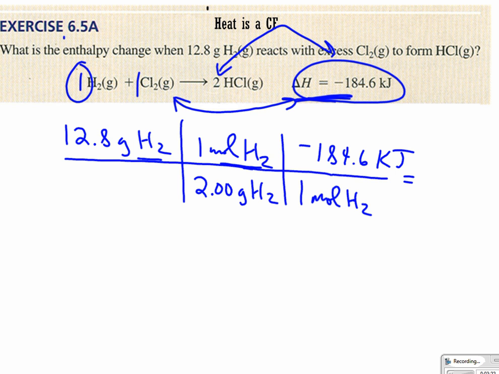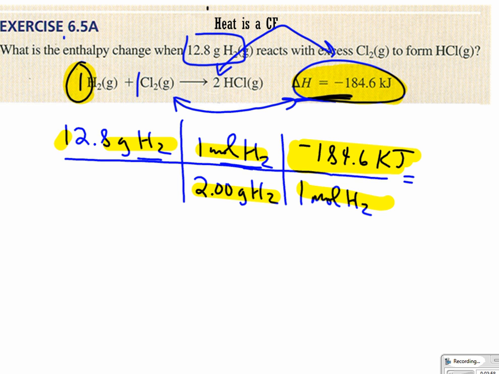So if they give me 12.8 grams of H2, which you see them giving me right here, then our first step is always to change grams of H2 to moles. Once I get to moles, then, remember the tofurkey? We say 1 mole of that is equal to negative 184.6. I can create a conversion factor, calculate it out, and it'll tell me how much heat is released. The reason that I know it's released is because the sign is negative. So there is an example of heat being used as a conversion factor.